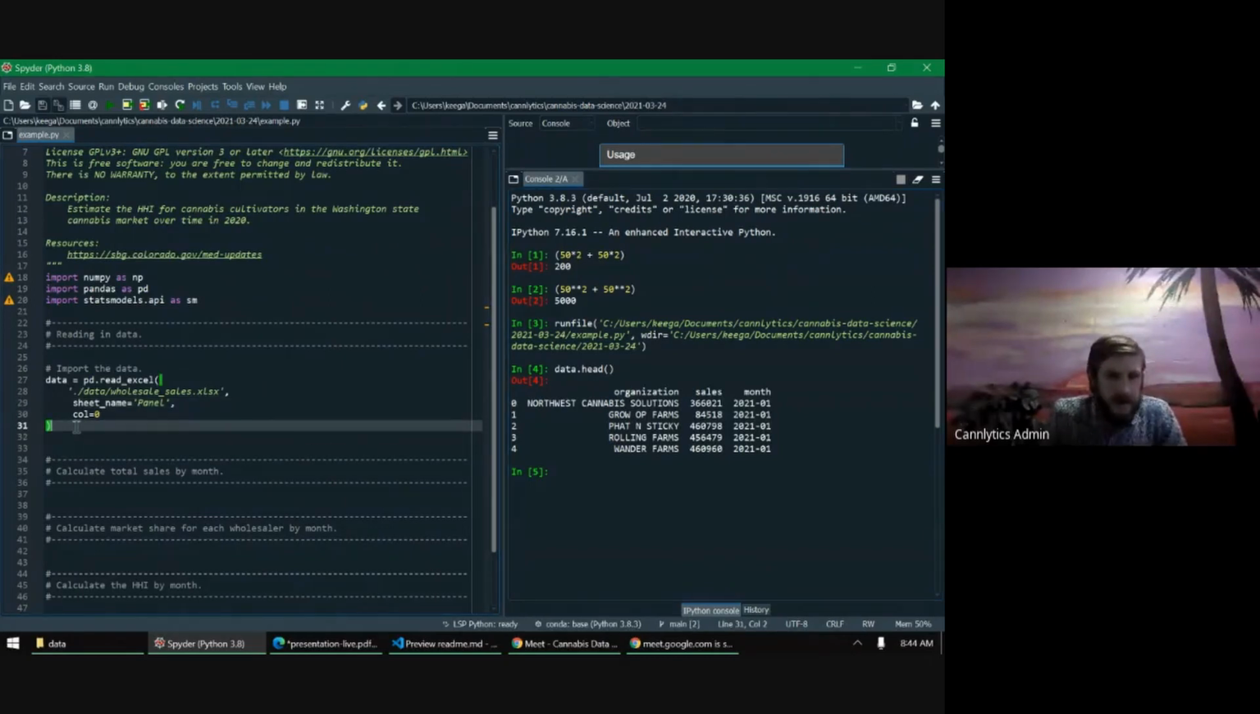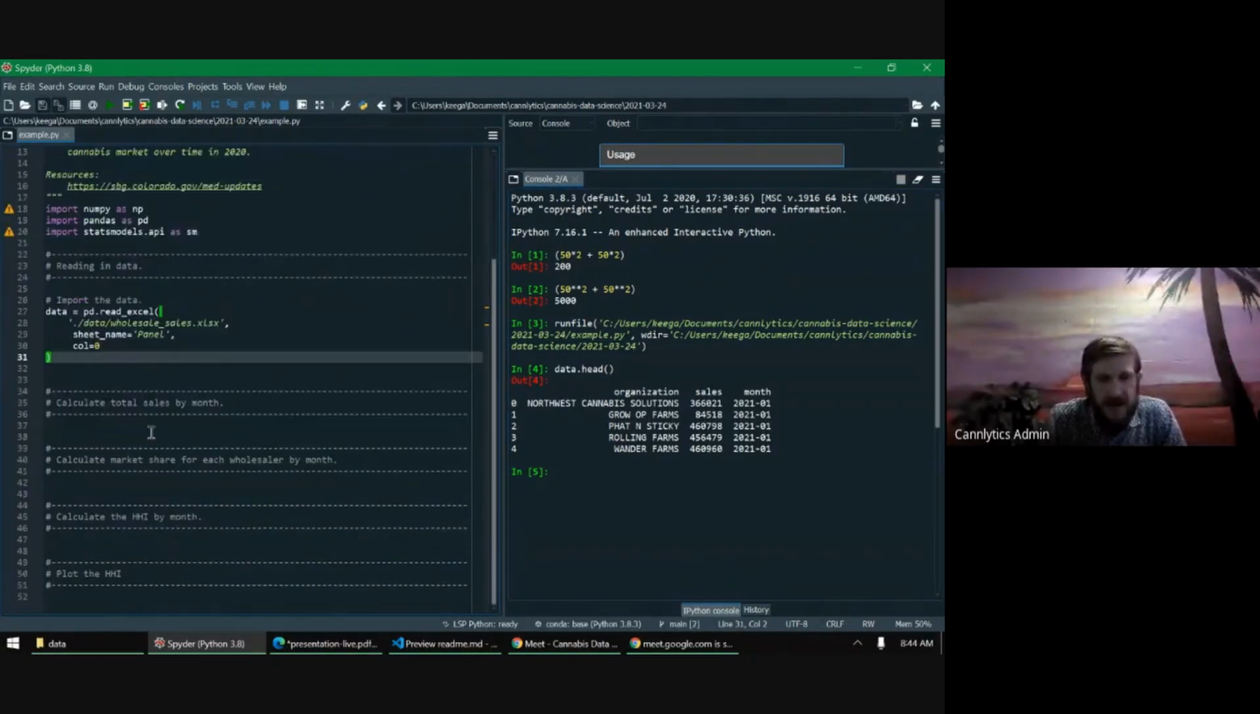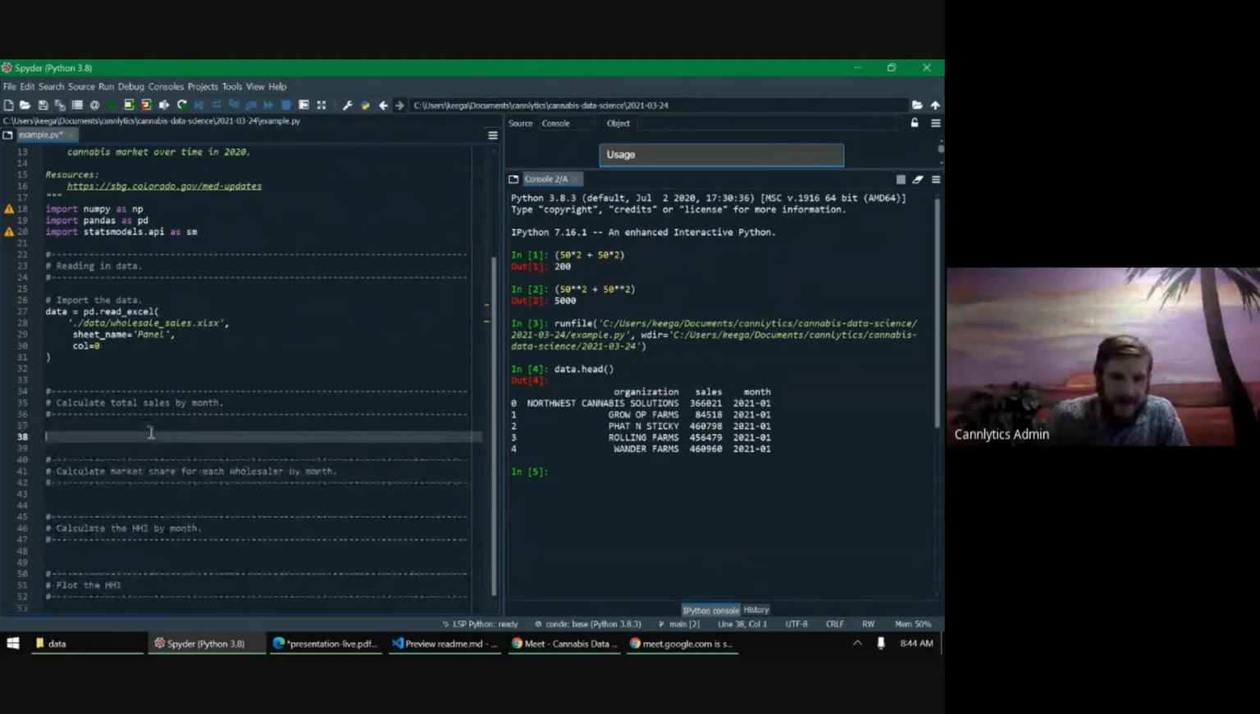All right, so I've broken this down into the various steps we need to do, and we're going to see if we can code this up in the next 15 minutes. So we need the total sales by month. So we can get our months.